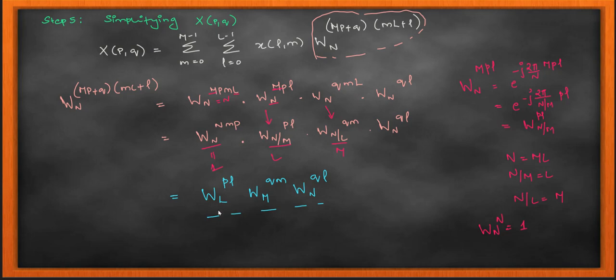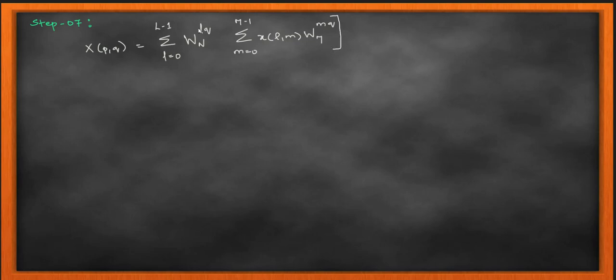The first one has to do with my sigma L, right? So that will be taken with my sigma L, and the second will be associated with my sigma M, and the third one is just left on its own. It's just going to be a multiplier in my simplified equation. So let me write my simplified equation by regrouping the sigma. So I'm taking my sigma M, x of L comma M, W M M Q, good.